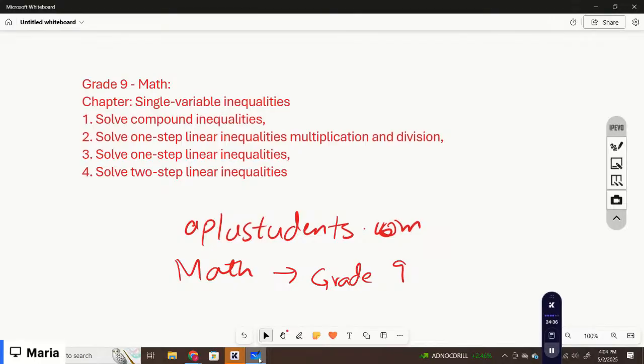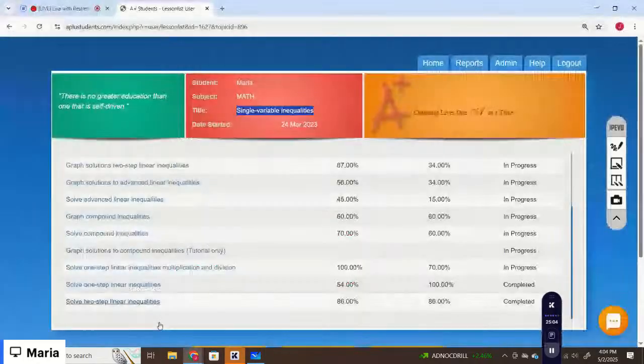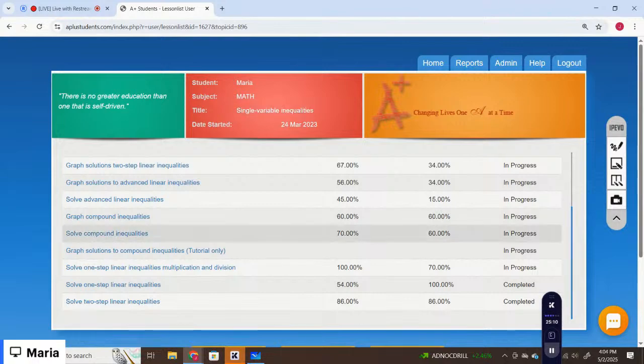We're going to start with the chapter single variable inequalities. The lessons we're going to cover today are solve compound inequalities, solve one-step linear inequalities, multiplication and division, solve one-step linear inequalities, and solve two-step linear inequalities. So please make sure you have your notebook and pencils, and note the important examples and definitions as well. Let's start with the lesson solve compound inequalities.